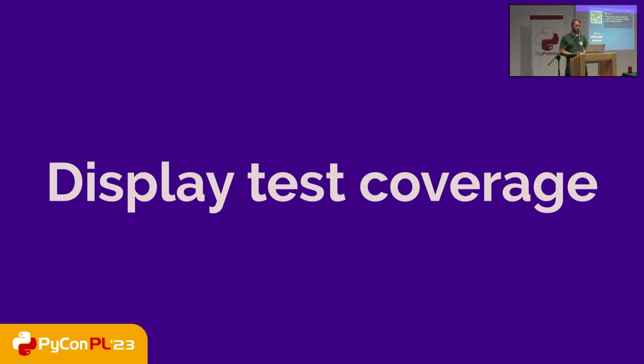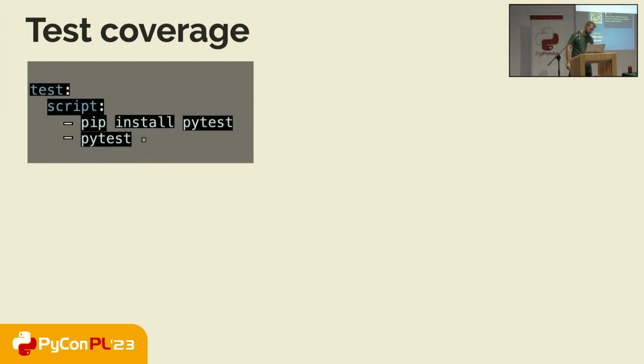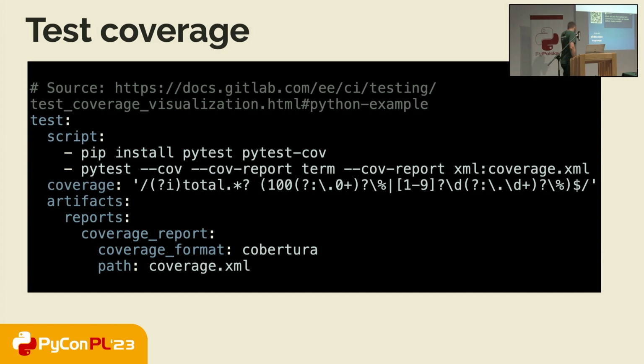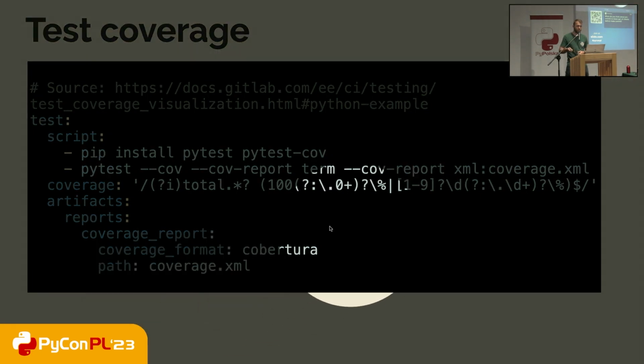So let's add a plugin to PyTest that will display the test coverage for us. Here is how our test job currently looks, and we will extend it to also include the pytest-cov plugin and to display the test coverage. So we've added quite a lot of things here. We defined the coverage. I lost my mouse. Yeah, here it is.